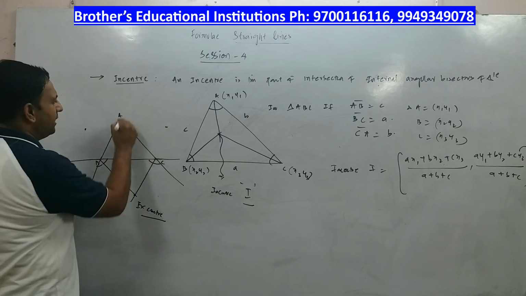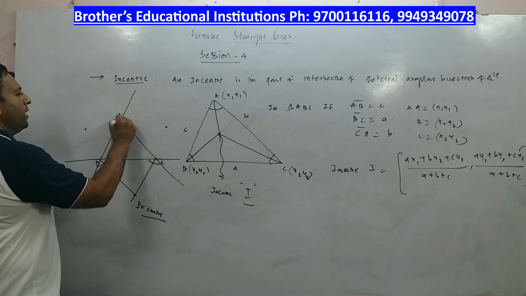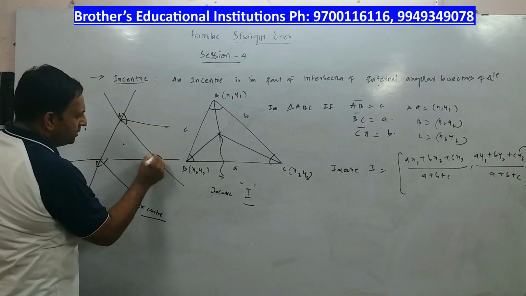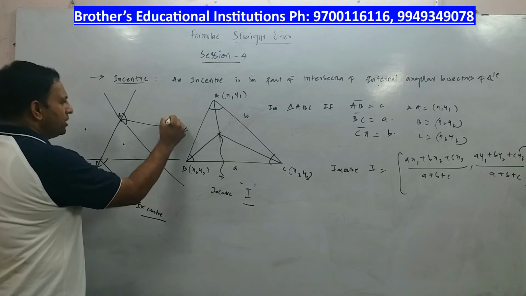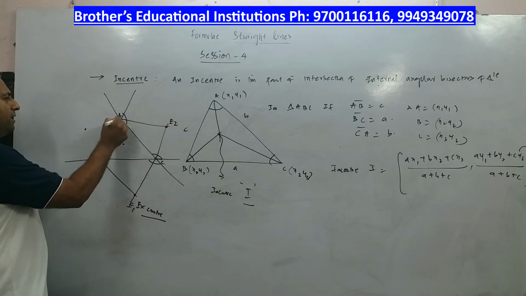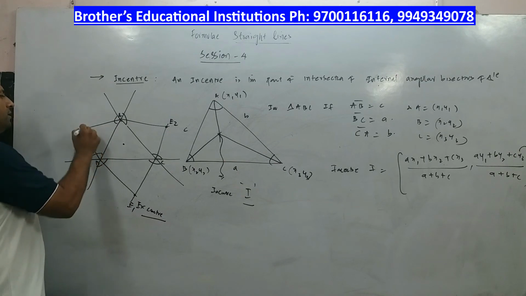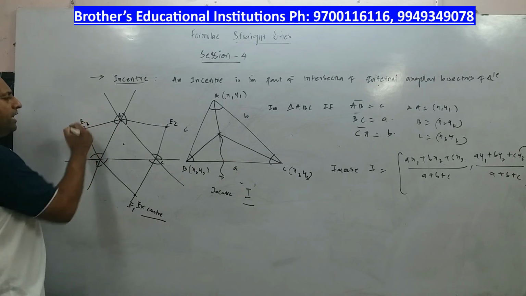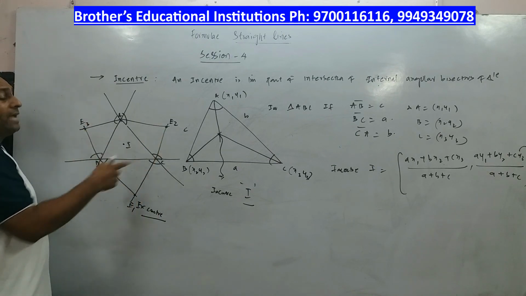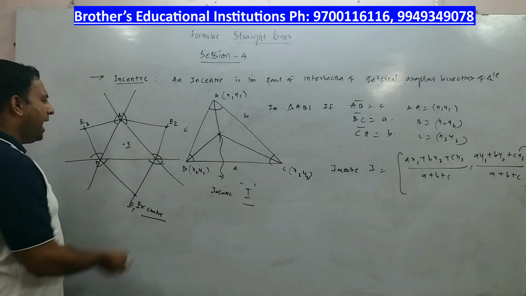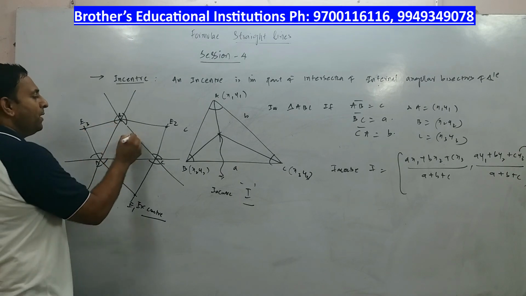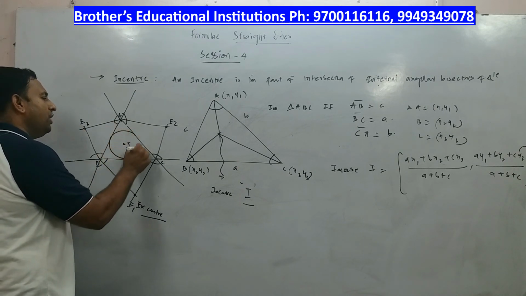How will you get this excenter? You will extend this. You will extend this. This is the internal angle bisector. You will extend this. This is the internal angle bisector. They are meeting here. So this is called E2. This is called E1. And similarly here, they are passing here from here. Similarly this point is called E3. So for a triangle, there will be one incenter, but 3 excenters.